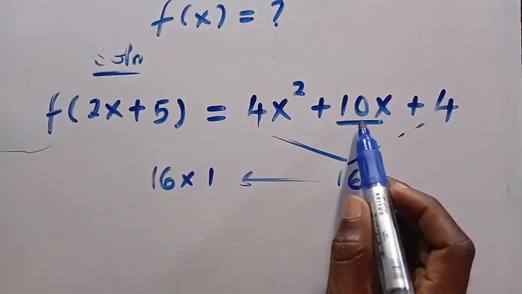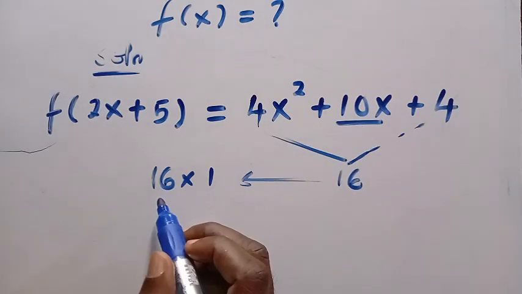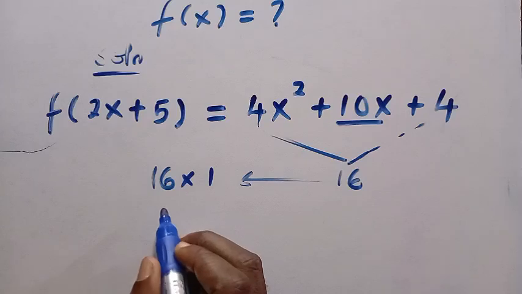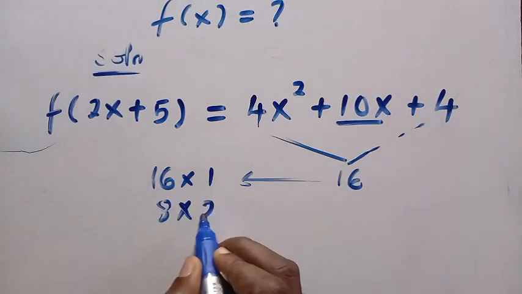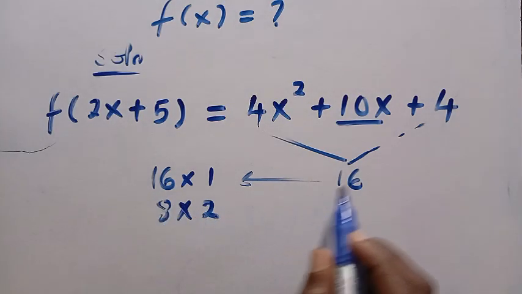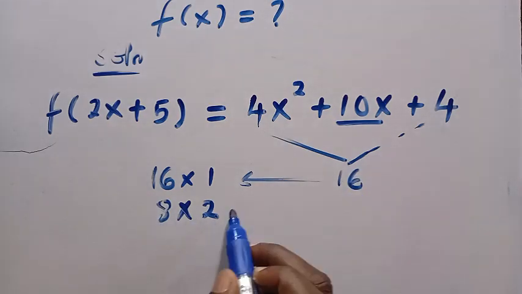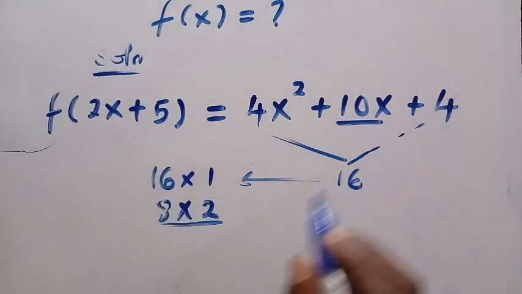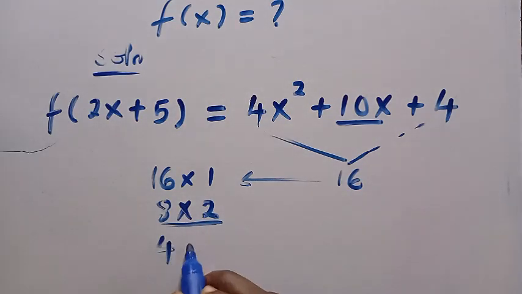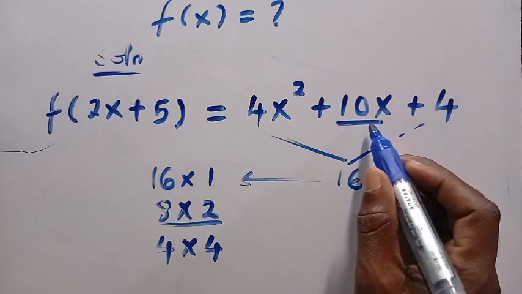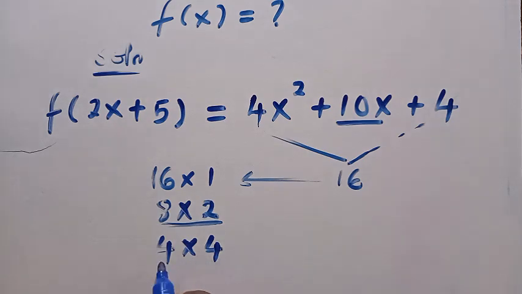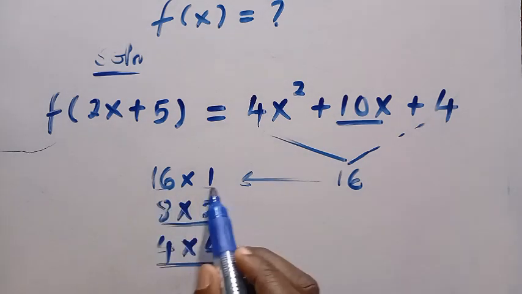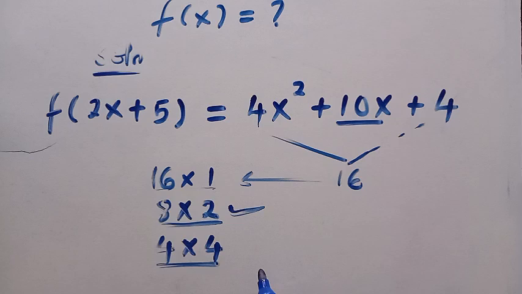16 plus 1 is greater than 10. We have to neglect this. Again, we are going to have 8 multiplied by 2. So 8 times 2, that is 16, and 8 plus 2 gives us 10. So it seems this works. But let's see another one. We have 4 multiplied by 4. 4 times 4 is 16, but 4 plus 4 is 8, and 8 is less than 10, which means we have to reject this as well, and we reject the first one, which means we are going for this.